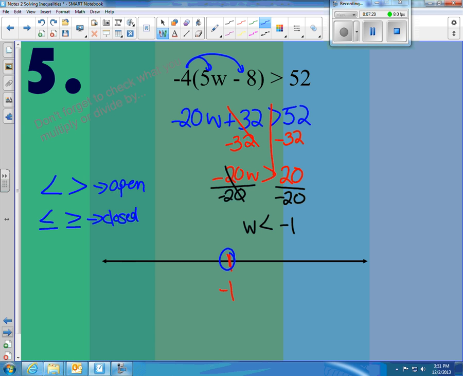Now here's the big hint. If your variable is on your left side of your inequality symbol, the inequality symbol points the direction we should shade. So we're going to shade to the left because it points to left. And think about it. W is less than negative 1. Where are all your numbers less than negative 1? They're on your left-hand side.